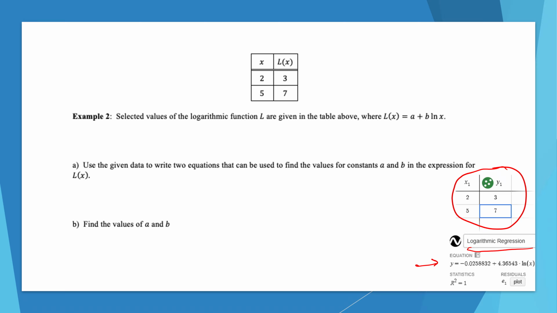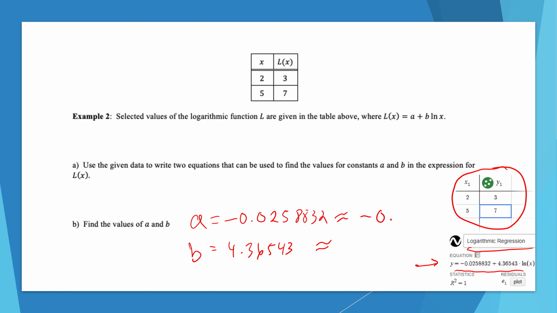You should get the equation y equals this whole mess, which means our values for a and b are: a is negative 0.0258832, and then our b value is 4.36543. And now remember, if you want, you can leave all those decimal places, that's fine, but you could also round, and if you round, make sure you give me at least 3 decimal places. So here, a could be negative 0.026, and then b could be 4.365 there, right?